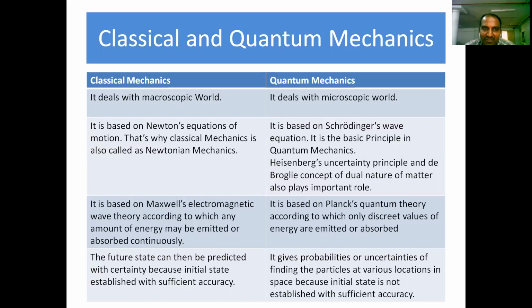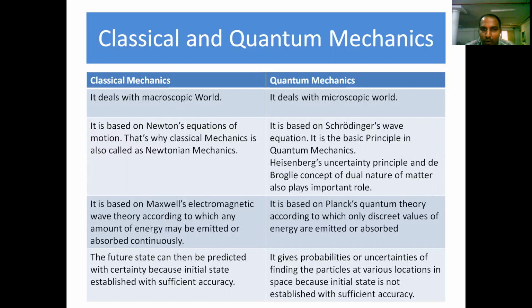To study the motion of such a micro object, we have to use quantum mechanics, and to study the motion of a macro object, a big object, we have to use classical mechanics. That is the use of the two types of mechanics. Classical mechanics deals with motion of macro objects. In classical mechanics, we get exact and accurate results because the initial state of the particle is established with sufficient accuracy. Therefore, by knowing the initial state accurately, using any one of the 4 Newton's equations of motion, we can get the exact or accurate results.